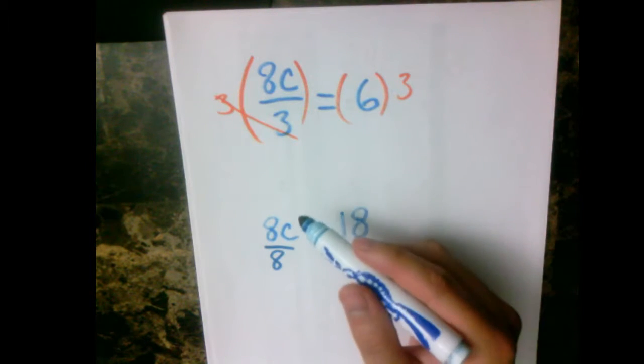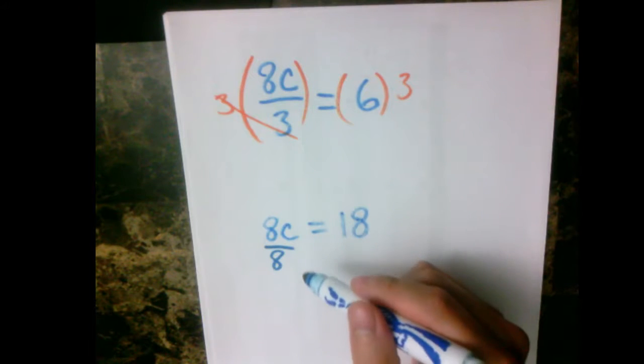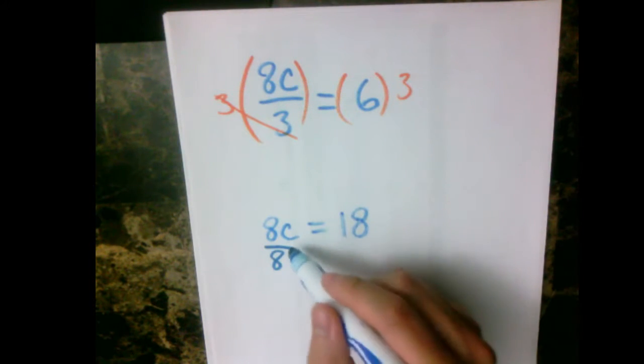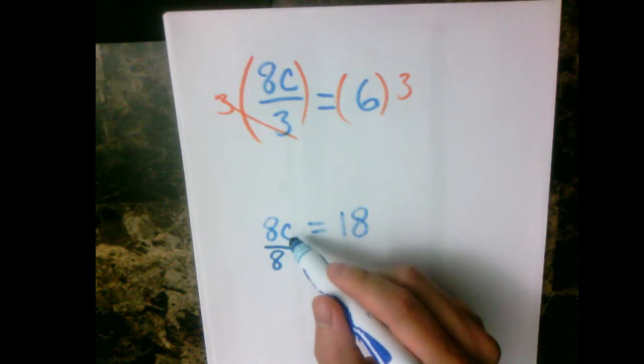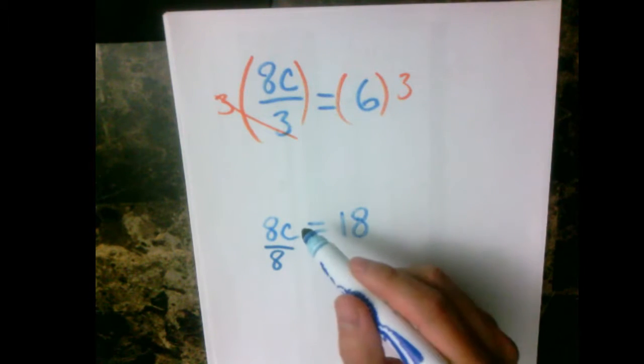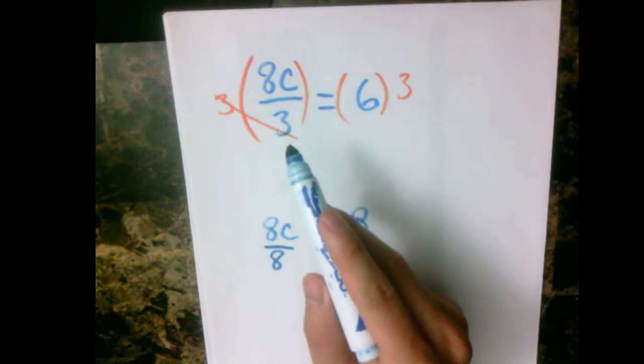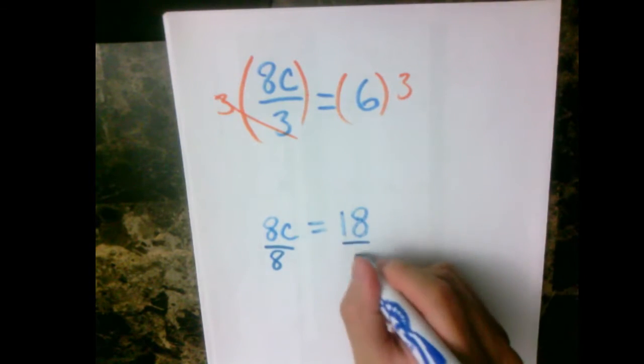If you see your variable or your letter in the bottom or the denominator of a fraction, then we want to move it around and all kinds of things. But if it's in the top, don't do anything with it. Mess with everything else first. So we multiplied by the 3. Now we're going to divide by 8.